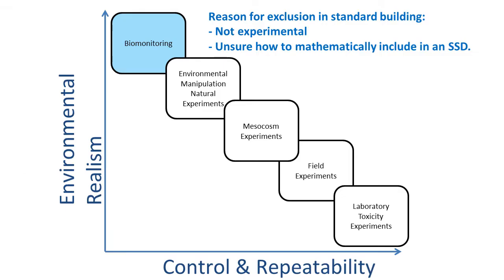The world is starting to make progress and starting to use biomonitoring data to derive safe water quality thresholds. But for the most part, biomonitoring has been ignored, mostly because it's not experimental and we don't know how to include mathematically observations from the field.